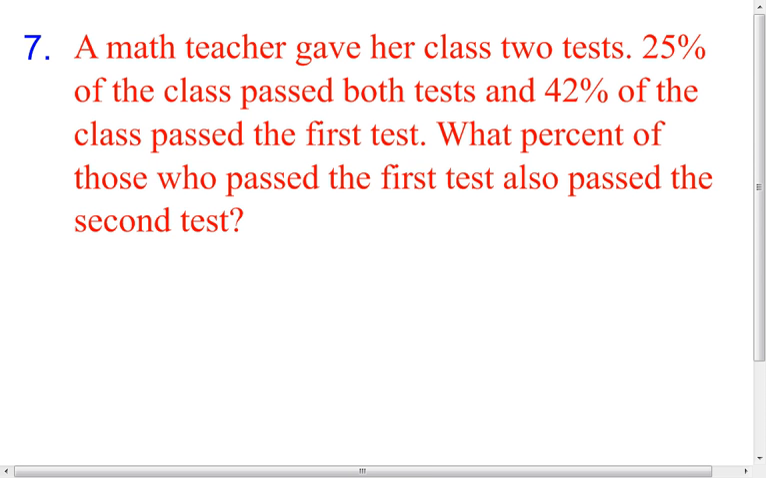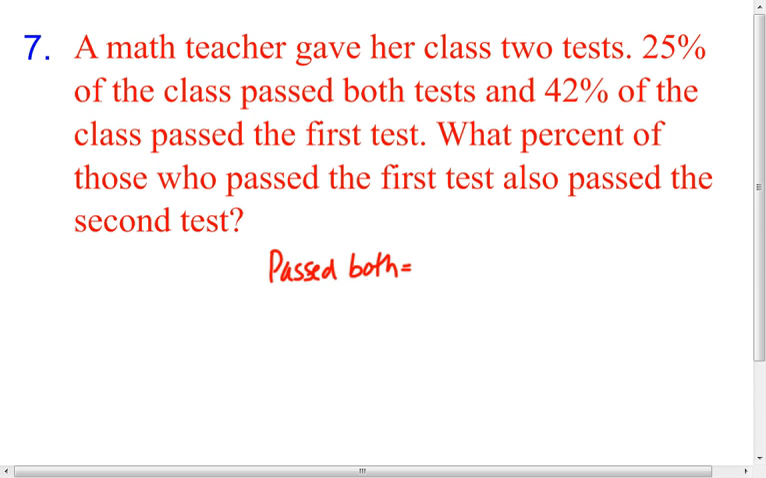All right. Then, a math teacher gave her class 2 tests. 25% of the class passed both tests, and 42% of the class passed the first test. What percent of those who passed the first test also passed the second test? Okay, so here's the deal. To figure out the probability that they passed both, I'm just going to write this out so that you can think about this.